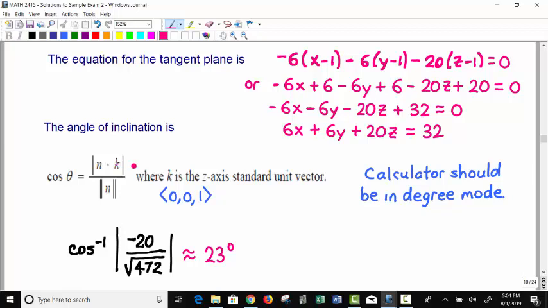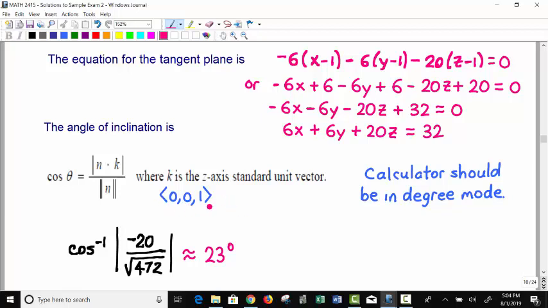Because k is going up the z-axis, 0, 0, 1, and it would be normal to the xy plane. But technically, just to let you know, it could be 0, 0, 1, 0, 0, 2, 0, 0, 3, whatever, and it would still work.